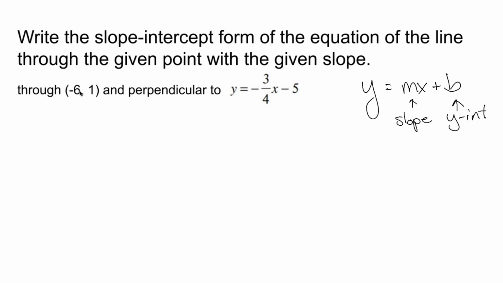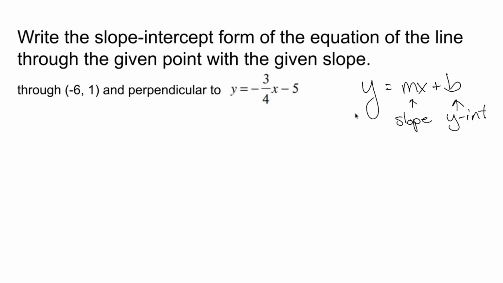I have a line that's supposed to go through (-6, 1), but is perpendicular to y equals negative 3/4 x minus 5. So here's the trick. In order for me to write out my equation, I need to find a slope and a y-intercept so I can plug them in for m and b and be done with it. I'm not given a slope. I'm not given a y-intercept. This is what I'm given.